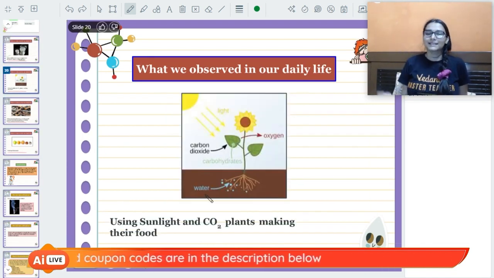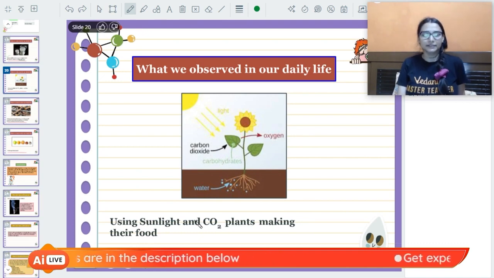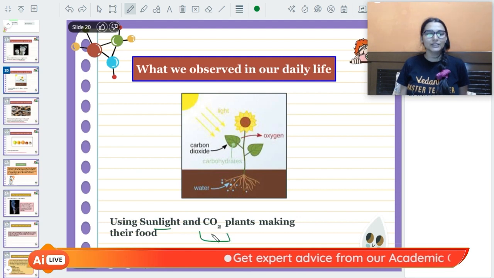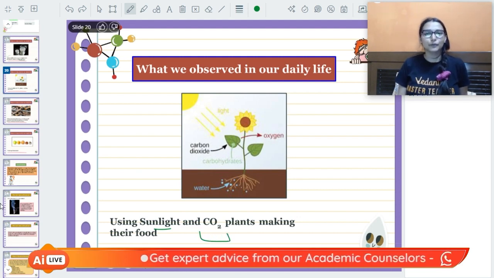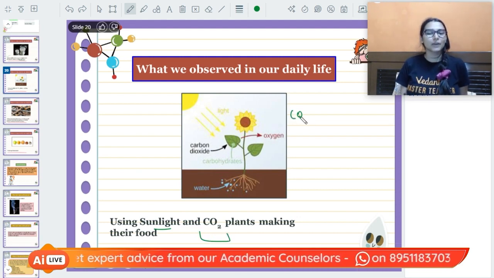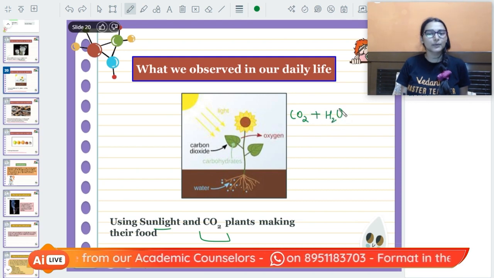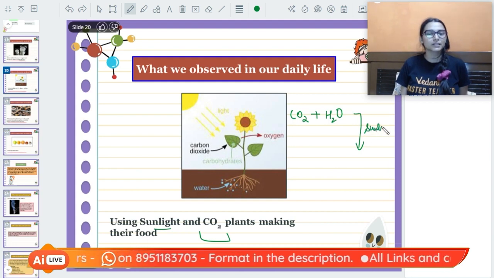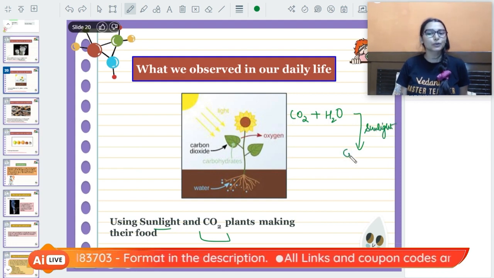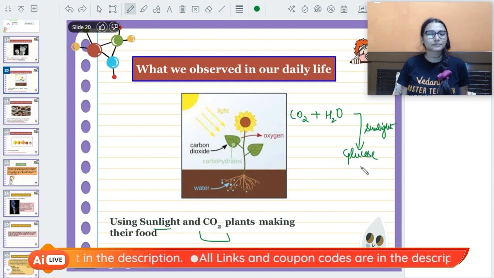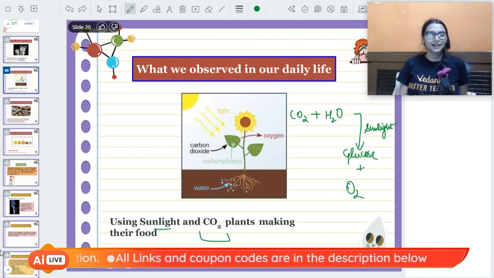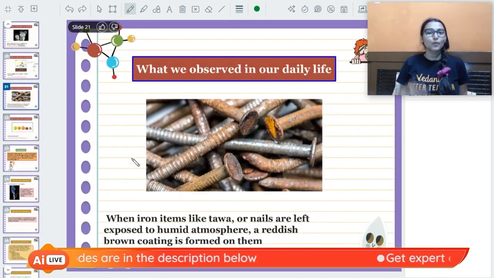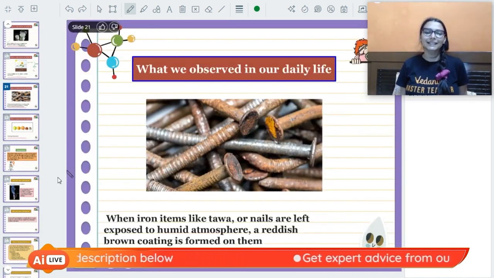Similarly, what is happening? Plants are using sunlight and carbon dioxide and making their food. Carbon dioxide and water, in the presence of sunlight, they are preparing their food and giving us what? They are preparing glucose and releasing oxygen for us. Yes. Some changes are happening.